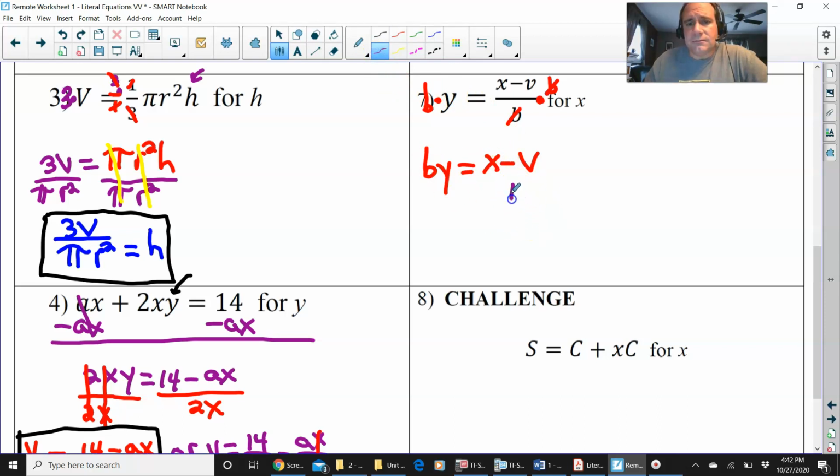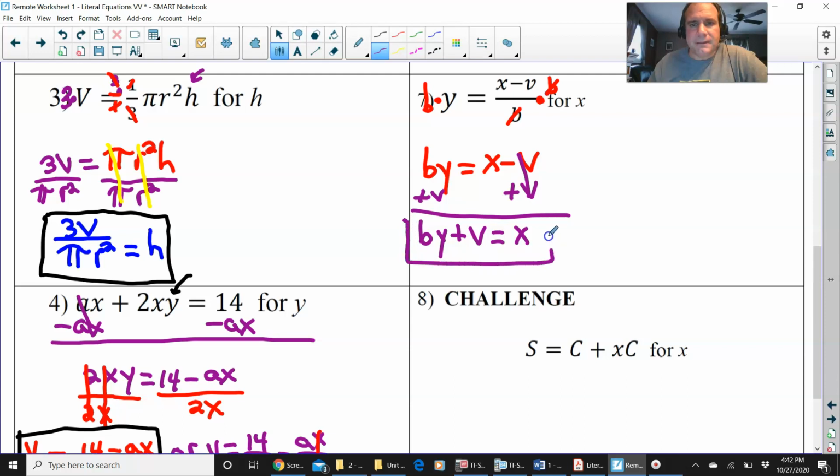Get the x alone. You take this v, the negative v, and add v on both sides. This cancels. You have by plus v equals x. By the way, that's an easy question. Not bad. That is your answer, and it's solved for x.